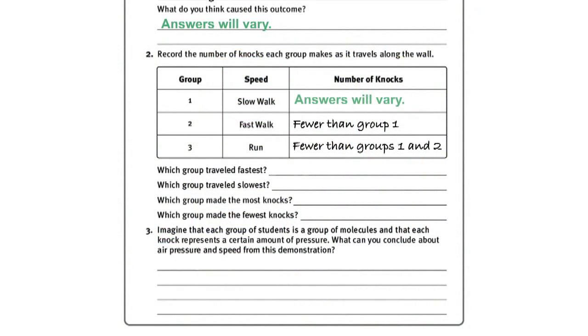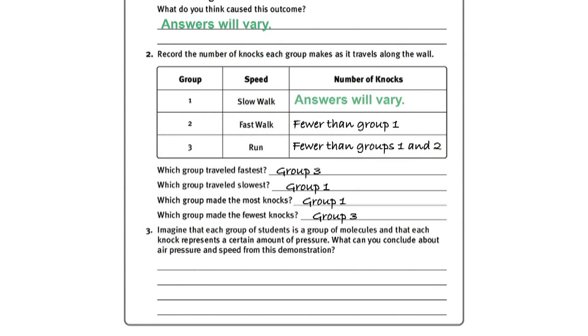Which group traveled slowest? The group that ran, Group 3, was the fastest. The group that walked slowly, Group 1, was the slowest. Further elicit that Group 1 made the most knocks and Group 3 made the fewest knocks. Then ask, what can you conclude from this? Students can conclude that the faster they travel, the fewer knocks they make.